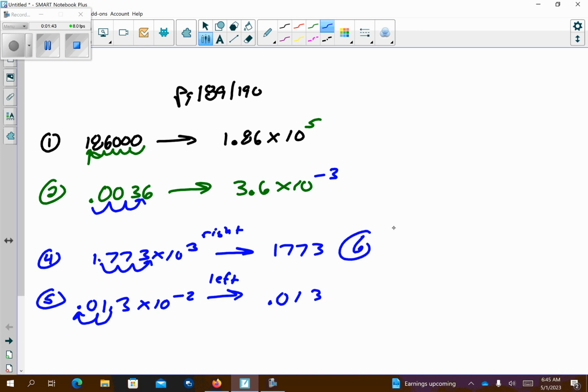And then number 6, 1.8 times 10 to the 7th power. This is going to move right. So we have to add a bunch of zeros. Okay, so ready? There's 1, because I moved right. 2, 3, 4, 5, 6, 7. So 18 million is the same thing as 1.8 times 10 to the 7th.